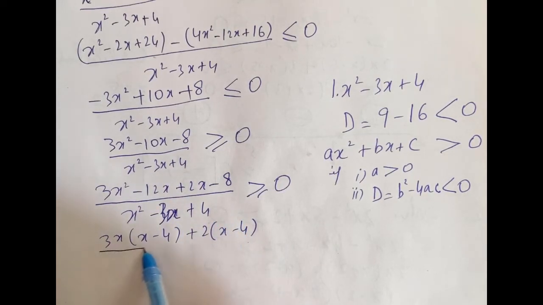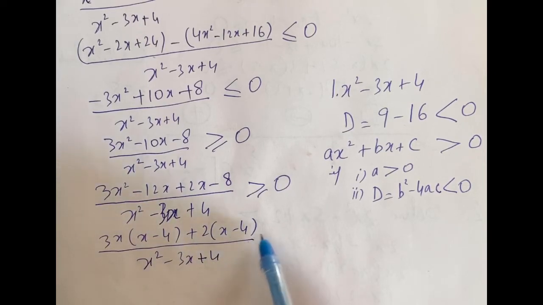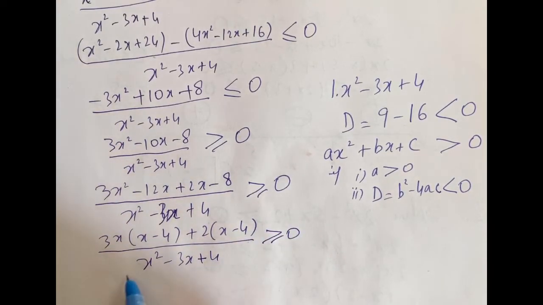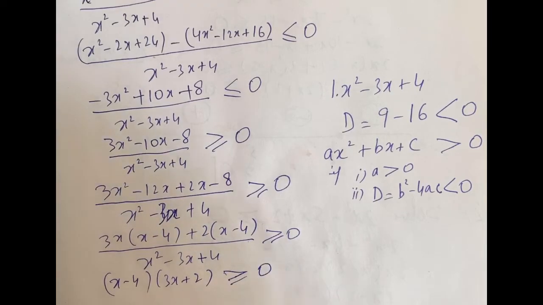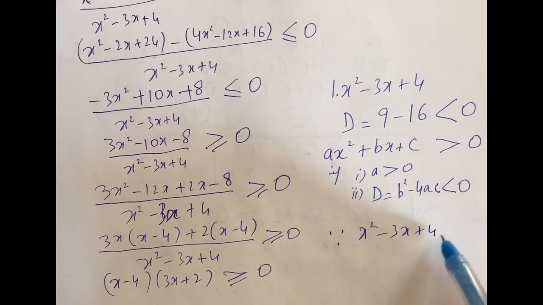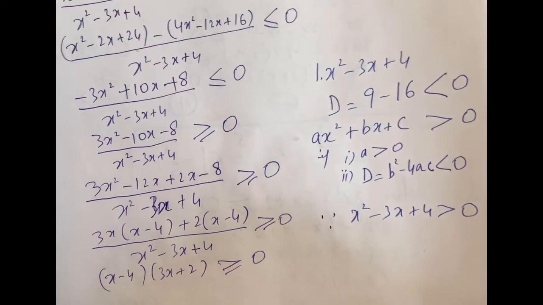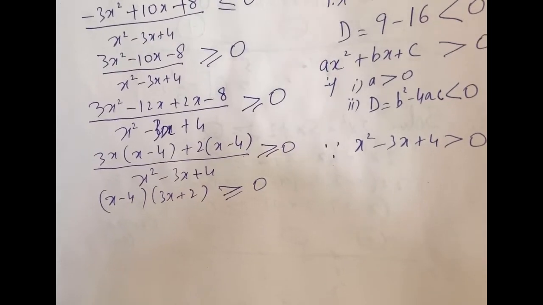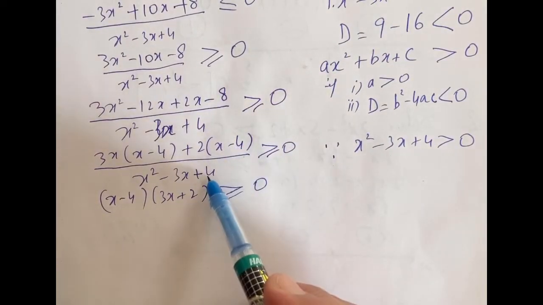So rewrite the denominator as it is, which we have understood is always positive. This is now x minus 4 into 3x plus 2. This means this is positive because denominator is always positive. x square minus 3x plus 4 is always a positive expression. This like a upon b is positive.